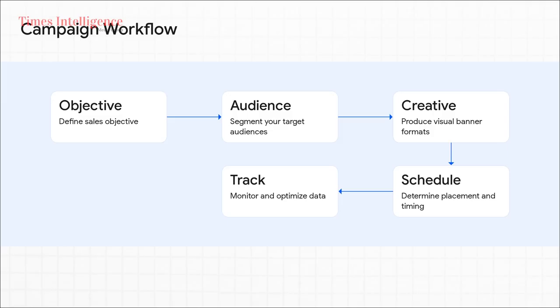Step 2. Audience segmentation. You really need to know who you're talking to, because returning customers often prefer loyalty discounts, while new visitors respond much better to broad percentage offers. Step 3 is creative production, making those high-contrast, perfectly sized banners for all devices. Step 4 is scheduling and placement, which often means launching during high-traffic periods like evenings or weekends. And finally, Step 5, tracking and continuous optimization.